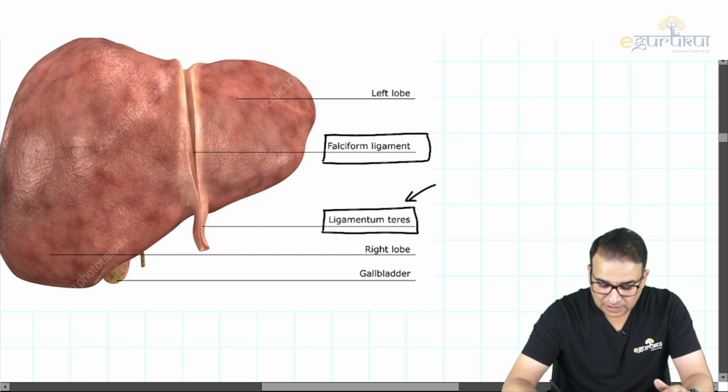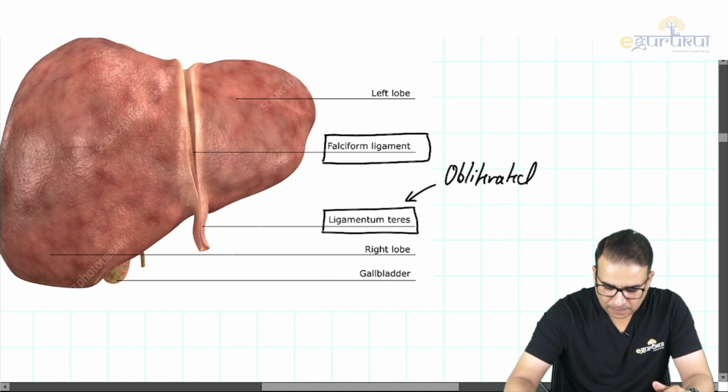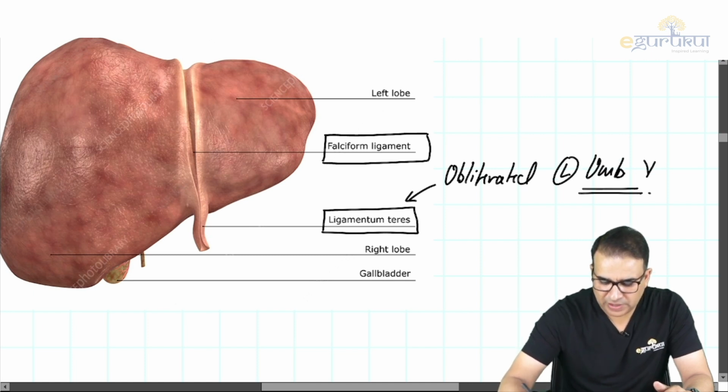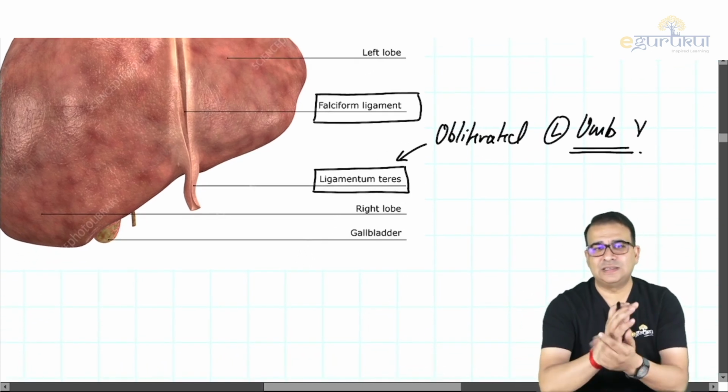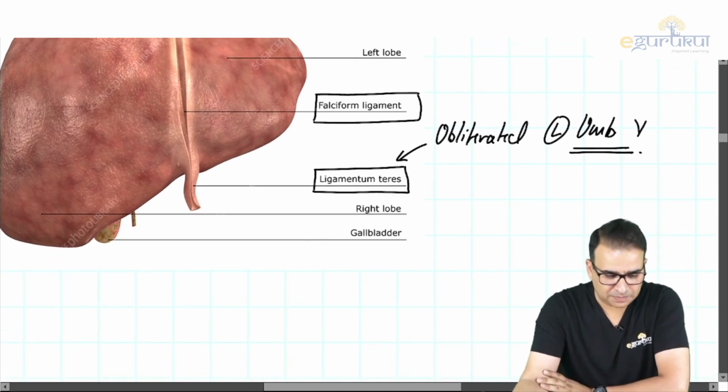It is basically an obliterated left umbilical vein. The ligamentum teres is an obliterated left umbilical vein.